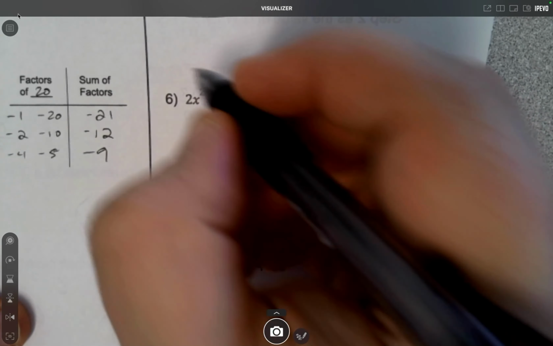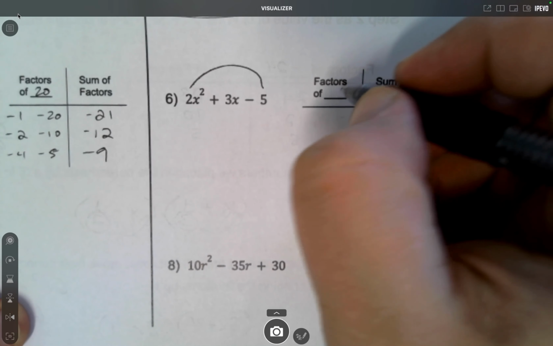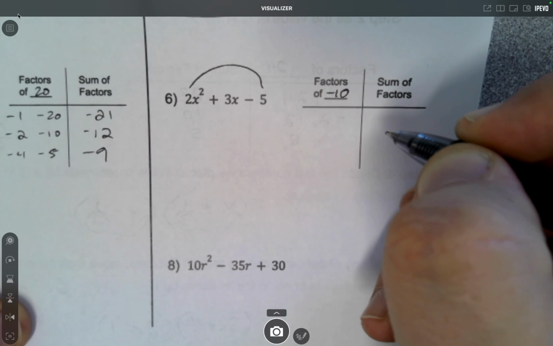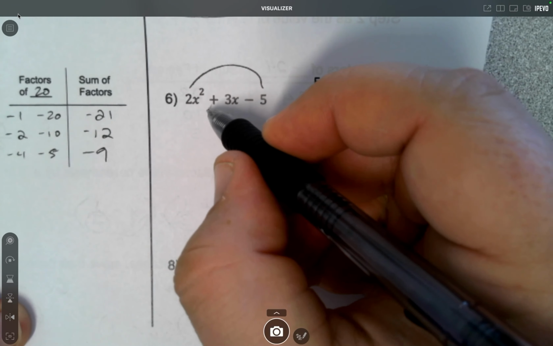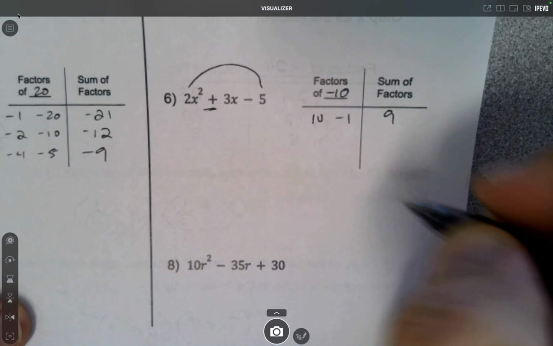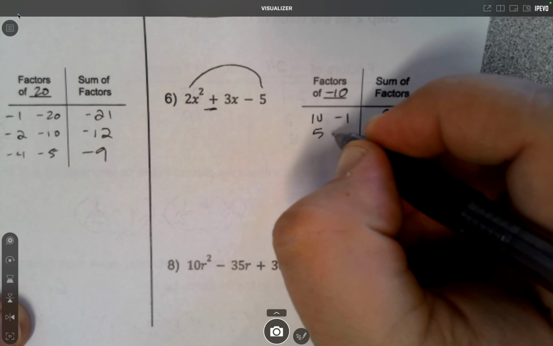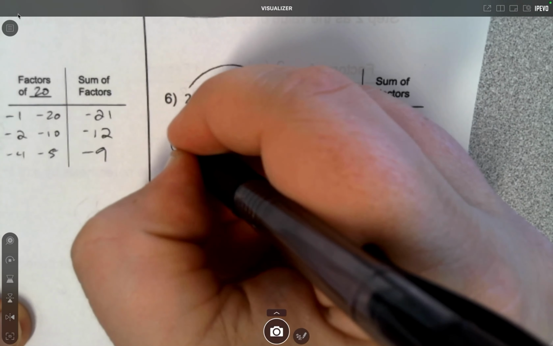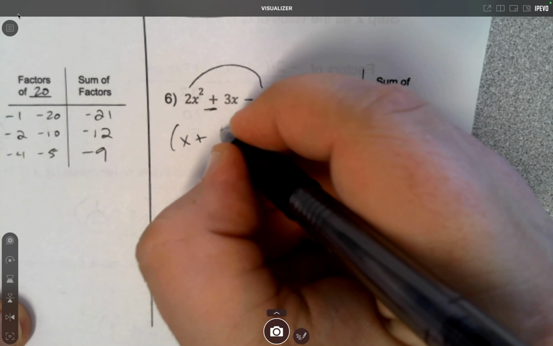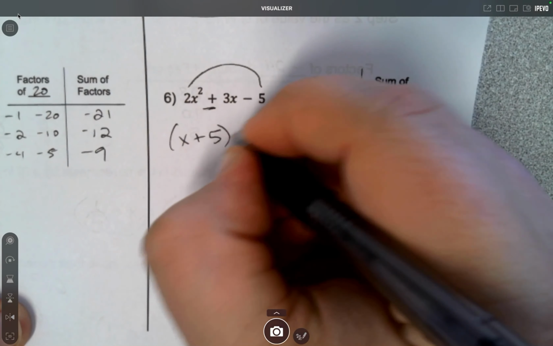Nothing all three have in common, so I go straight to step 2, which is multiplying these together. It's a -10. Since it's a negative, we'll have one positive and one negative, and the bigger one has to be positive. So let's see, 10 and -1 adds up to 9. 5 and -2 adds up to 3. And there we got it. So we'll do x plus 5, x minus 2.